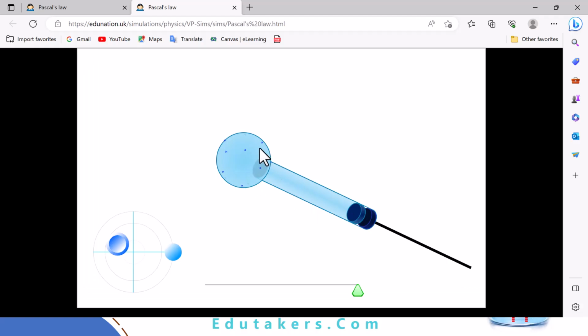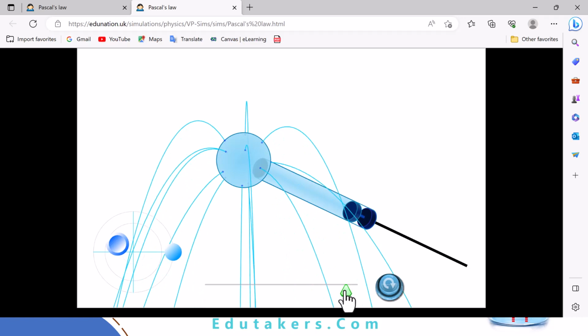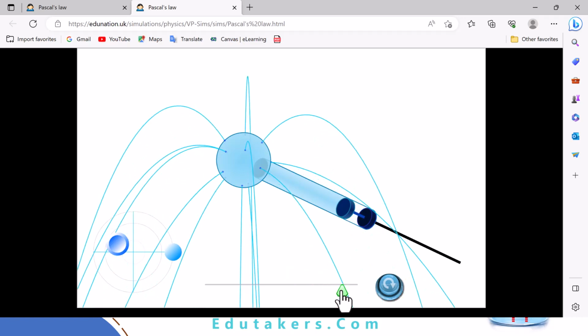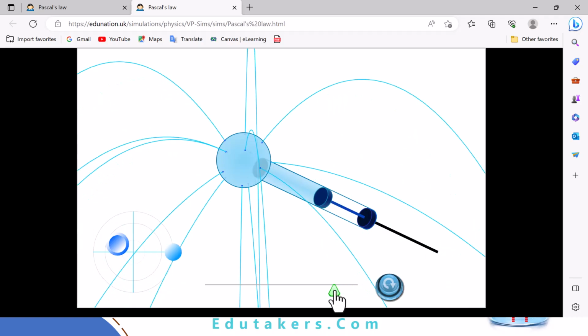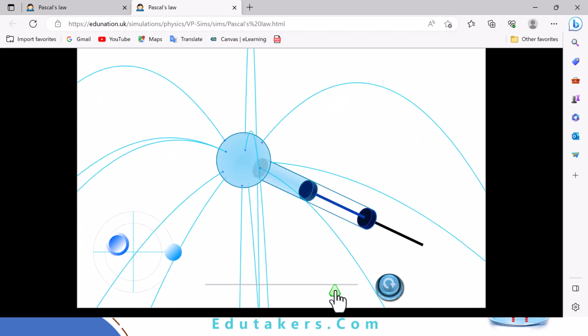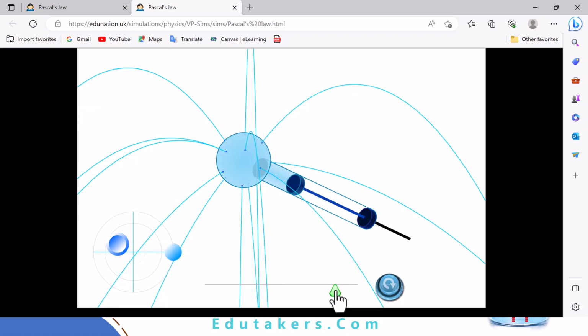You can see here there is the liquid that is filled in it, and when I move the piston, like I'm going to move it here, you can see accordingly the pressure is exerted by the liquid and the liquid starts flowing outside. When you go on increasing the pressure, the liquid outside flows more.